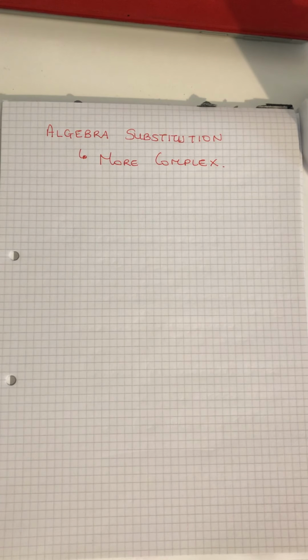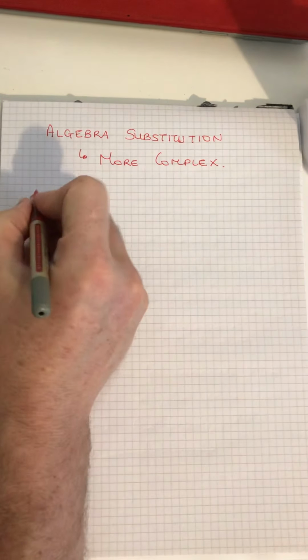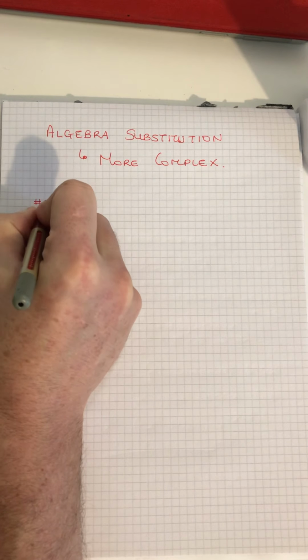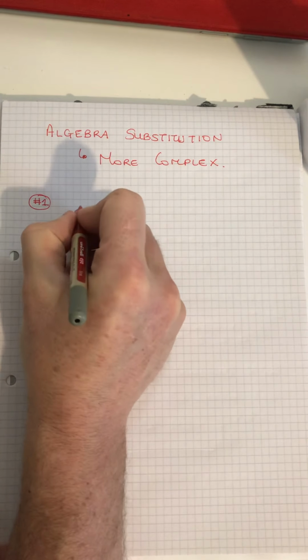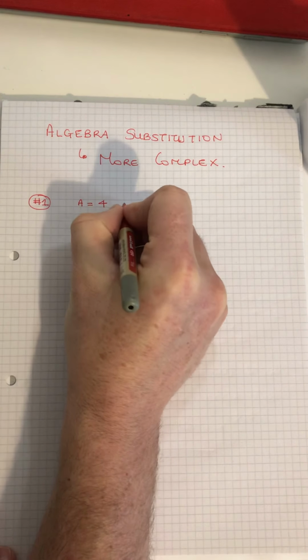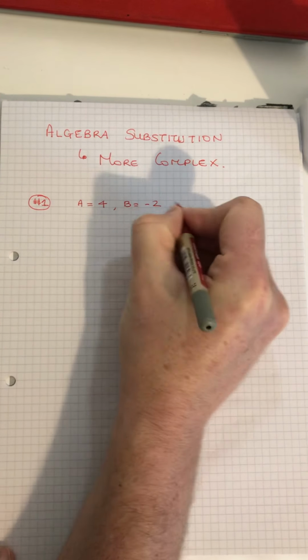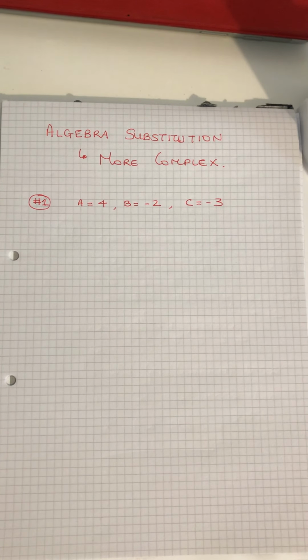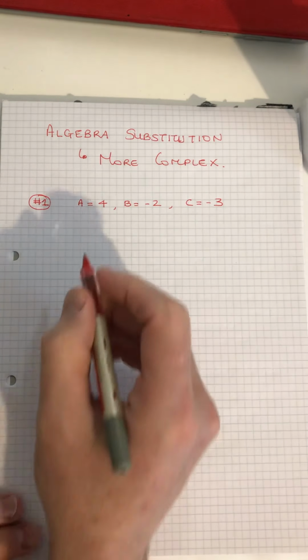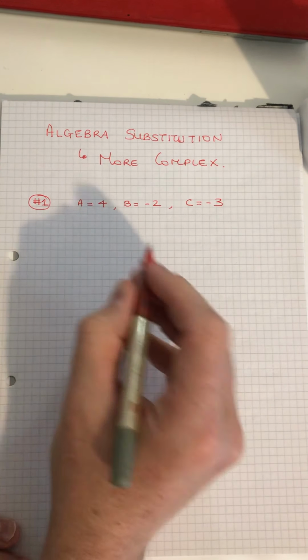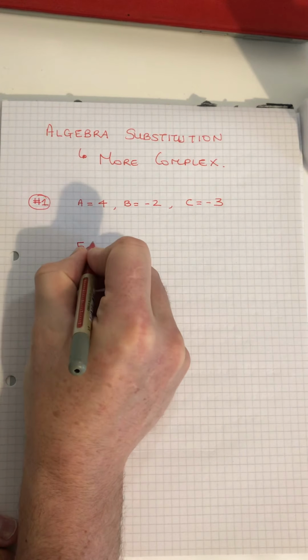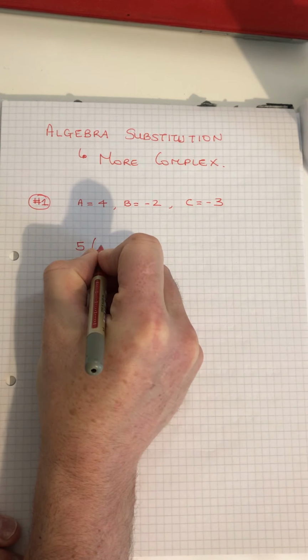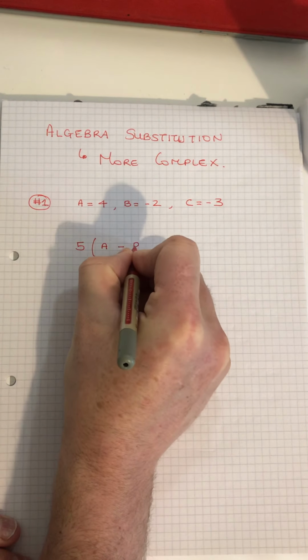Okay, so I'm going to use a variety of examples here. So, the first one. Supposing example 1. So number 1. Supposing we have A is 4, B is minus 2, and C is minus 3. Okay, what happens if I have 5 times A minus B?